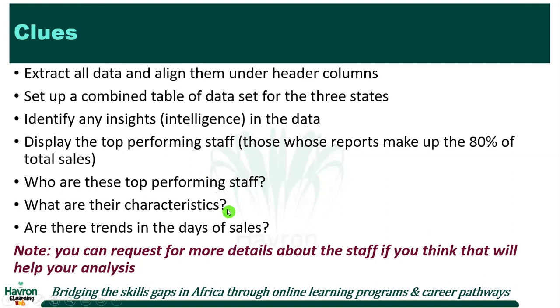So who are the top performing staff? What are their characteristics? When we talk about characteristics, you know that there are certain things about an individual that can affect his or her performance. Number one, gender. It is not because we are promoting gender inequality, but it may be something that the data might be speaking on. It might be the story that the data is telling us, so we need to look at it.